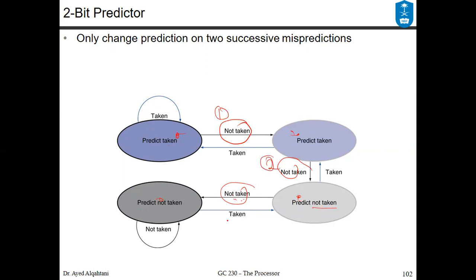But this one is not, because it's matching the same prediction. Then you predicted not taken, and the actual is also not taken. So it only changes the prediction if you have two successive mispredictions.